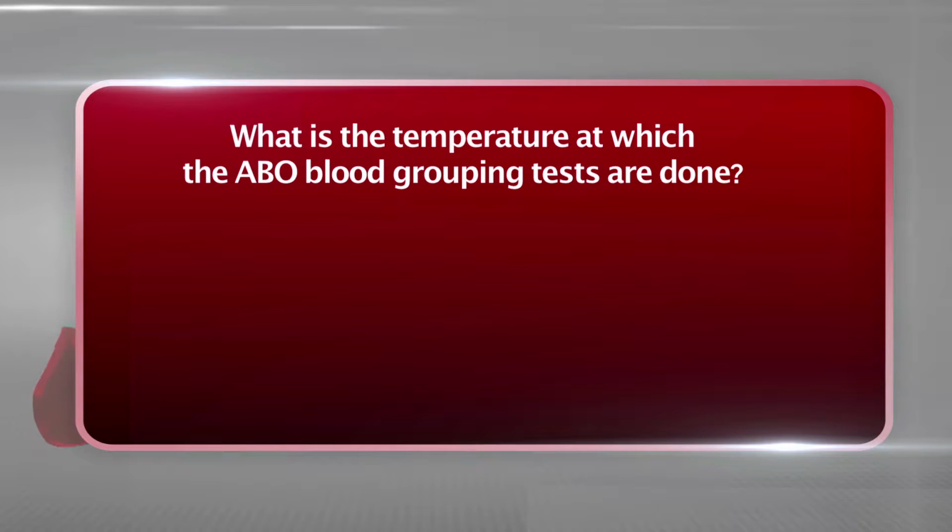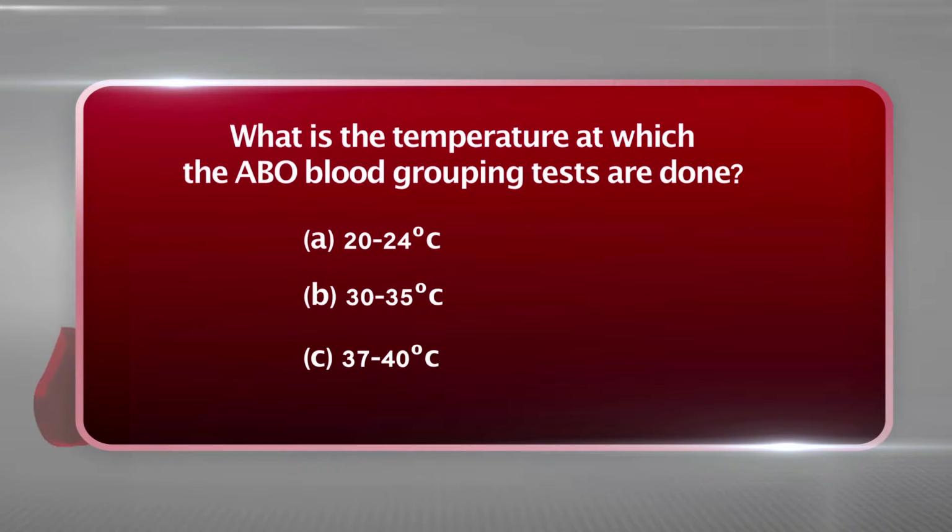What is the temperature at which the ABO blood grouping tests are done? A. 20 to 24 degrees centigrade. B. 30 to 35 degrees centigrade. C. 37 to 40 degrees centigrade. Yes, the correct answer is 20 to 24 degrees centigrade.